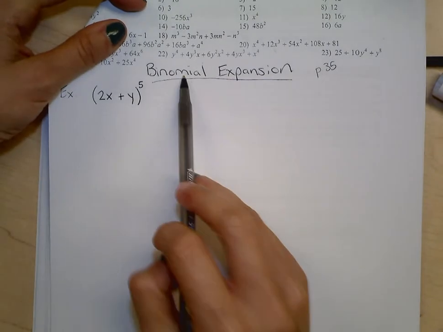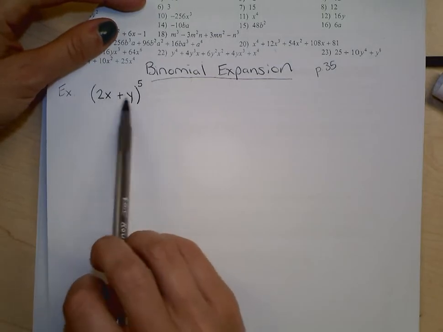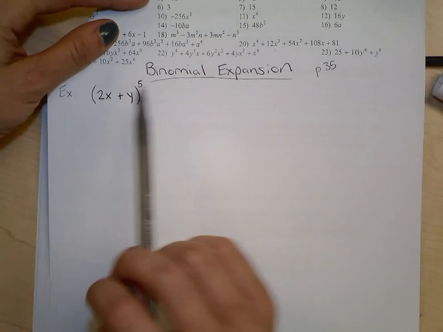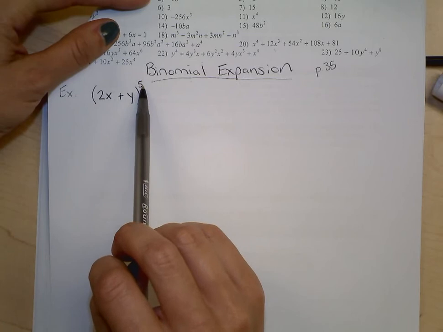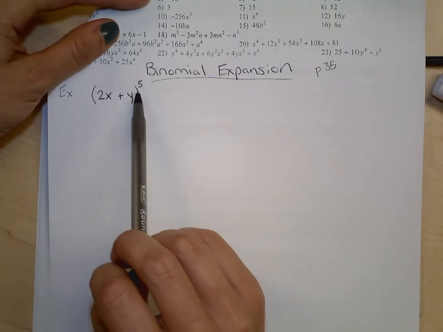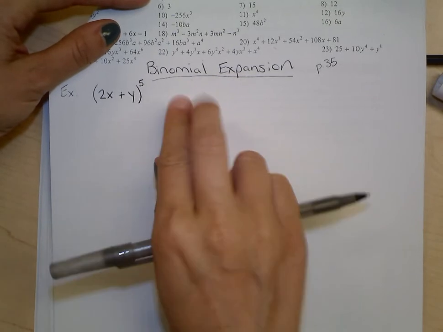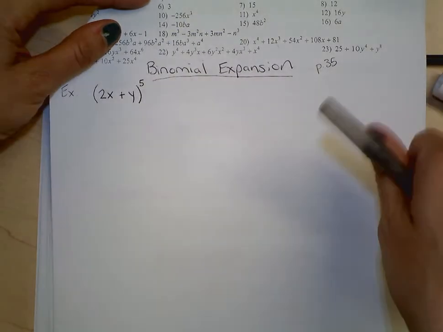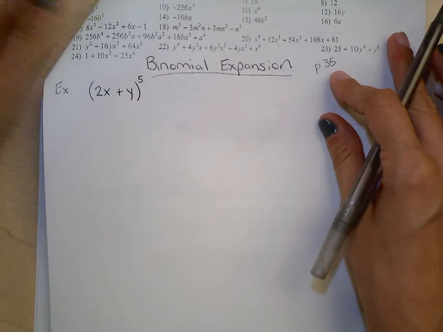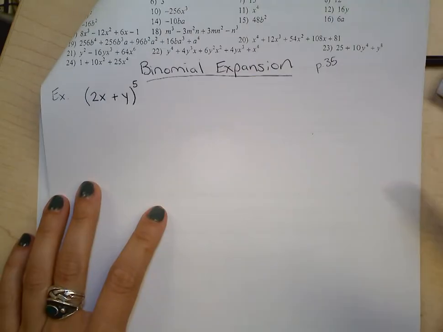So it's called binomial expansion because this is a binomial. We have 2 terms here, and we're going to expand this out. Now we know that we cannot distribute this 5 because of this addition sign. Do not distribute it. So this would be 2x plus y times 2x plus y times 2x plus y times 2x plus y times 2x plus y, and that would take us forever. So there's a faster way to do this, and it's a pattern that we have to learn and be familiar with. So I'm going to talk about the pattern right now.